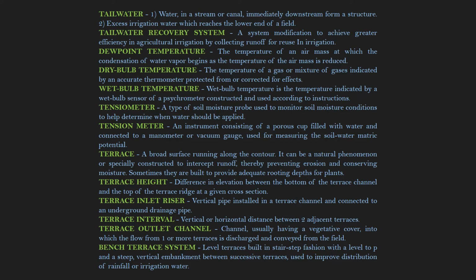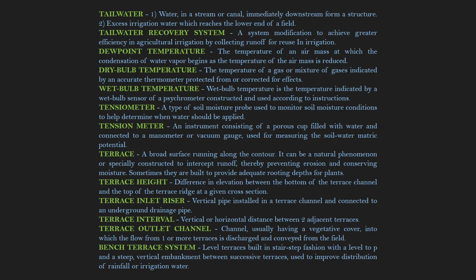Terrace. A broad surface running along the contour. It can be a natural phenomenon or specially constructed to intercept runoff, thereby preventing erosion and conserving moisture. Sometimes they are built to provide adequate rooting depths for plants. Terrace height. Difference in elevation between the bottom of the terrace channel and the top of the terrace ridge at a given cross-section. Terrace inlet riser. Vertical pipe installed in a terrace channel and connected to an underground drainage pipe. Terrace interval. Vertical or horizontal distance between two adjacent terraces.